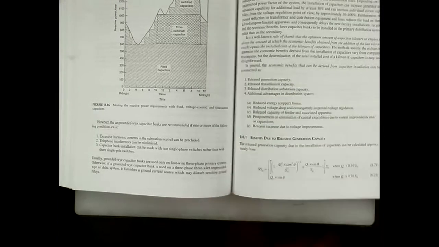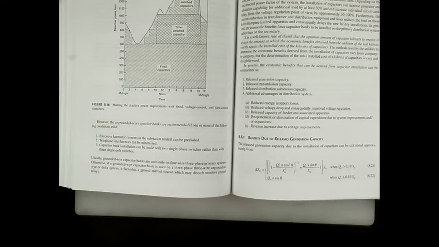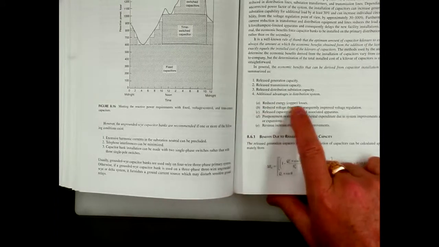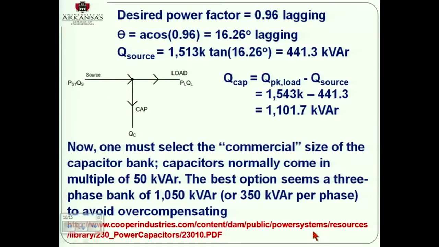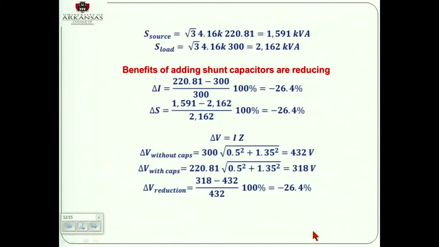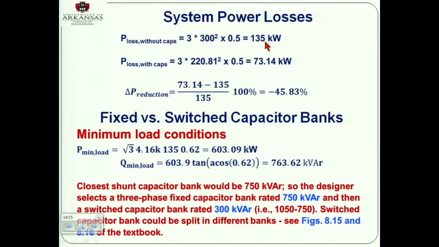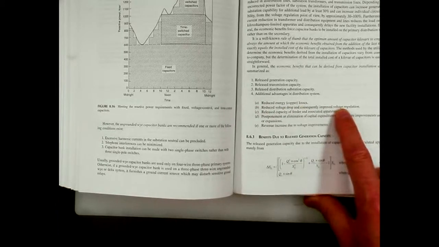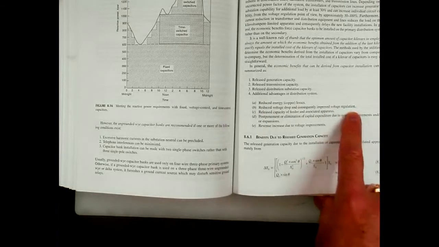Release of distribution system capacity, because now there is less current coming from the substation, right? That's what we saw last time. And an additional advantage: reduce energy copper losses. Benefits, right? We have a reduction of the current, so now we got a 26% additional capacity at the substation, right? Here we look at the losses, right? So reduce energy copper losses, reduce voltage drop, and consequently improve voltage regulation, right? That's what we saw.